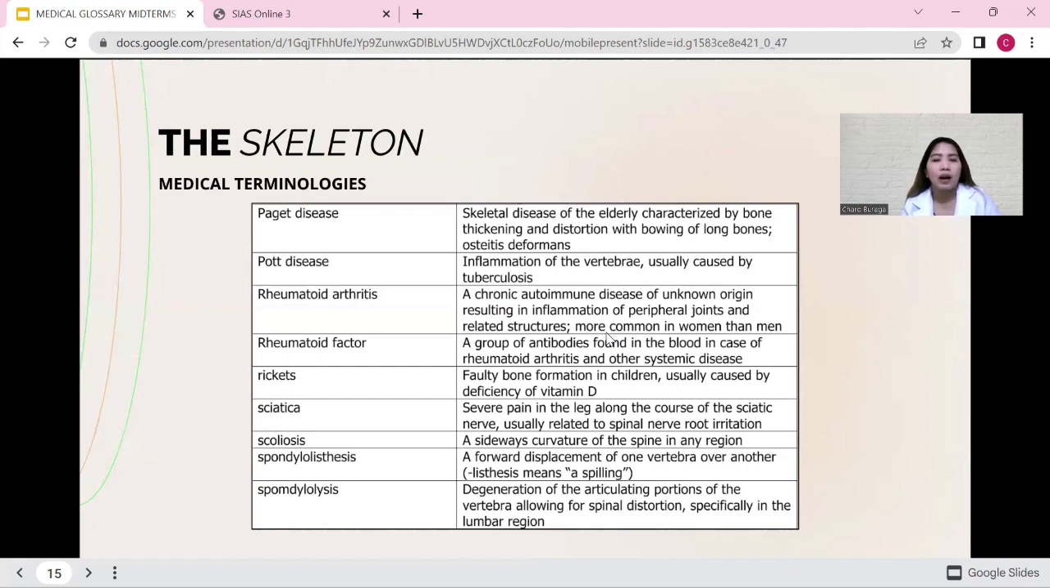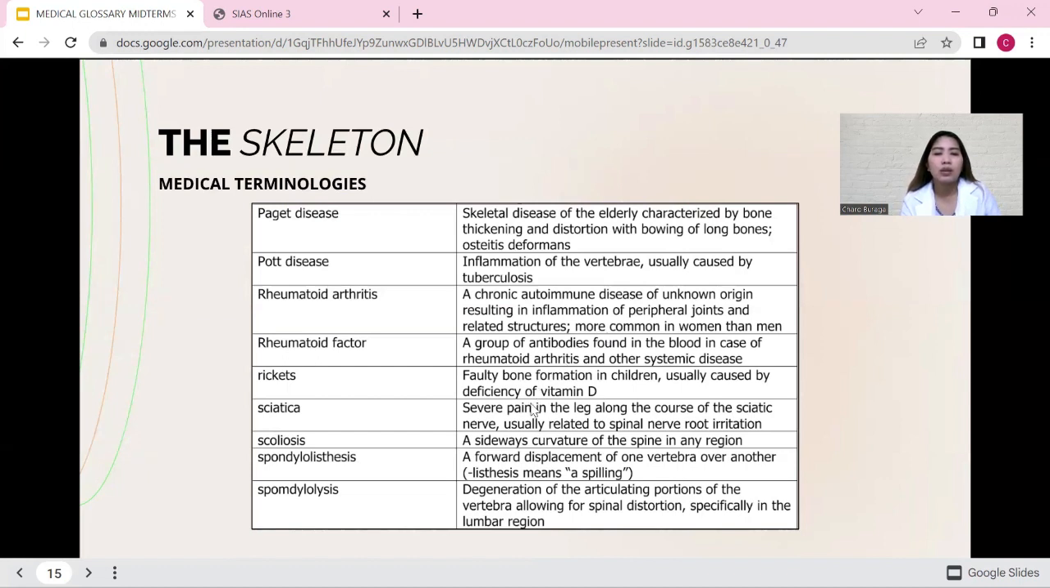The rickets in young, usually rickets in young tawag, kulang sila sa vitamin D. Okay, faulty bone formation in children, deficiency of what? Vitamin D. Because they don't eat, a lack of vitamin D intake leads to rickets. Sciatica, severe pain in the leg along the course of the sciatic nerve. Kaya nga sciatica, kasi karugtong niya ang sciatic nerve. So usually related to spinal nerve root irritation.